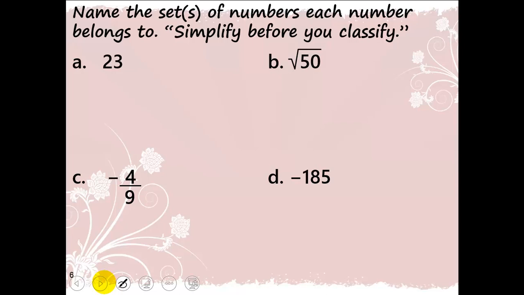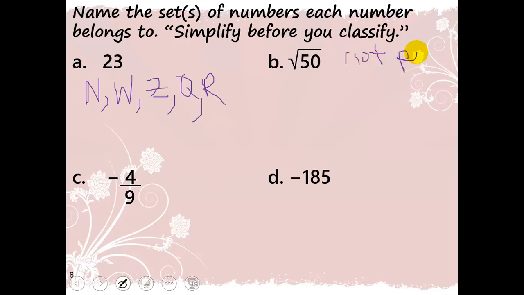Is 23 a natural counting number? Yeah, I can count to 23. So it's an N. If it's an N, it's also a W. If it's a W, it's also an integer, which is a Z. If it's a Z, then it's also rational, which is a Q. And if it's rational, it's also real. The square root of 50. This is not a perfect square, not perfect. All right? So that means it must be irrational, an I, and real.